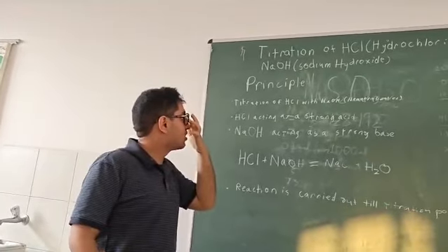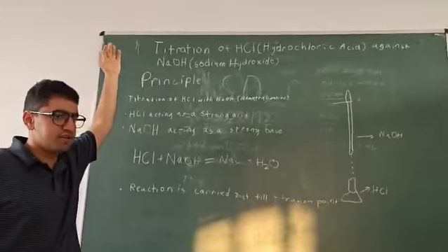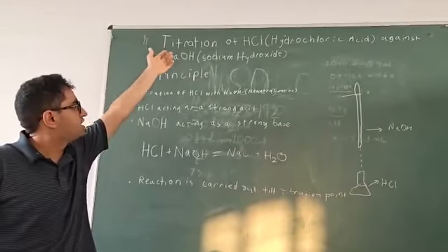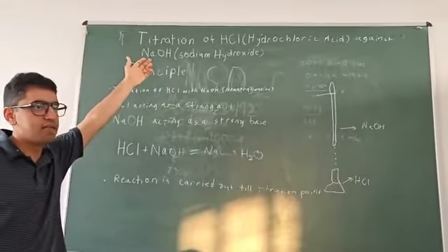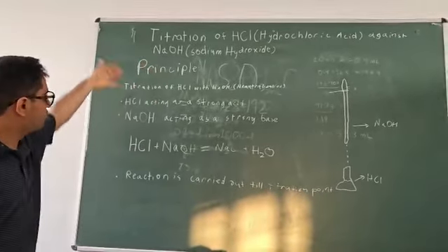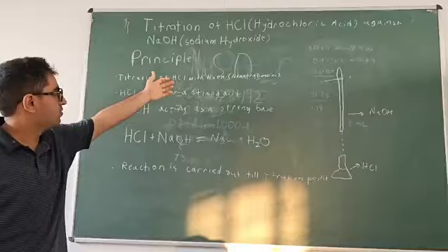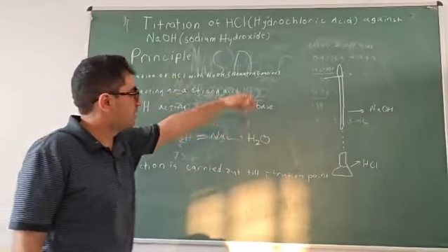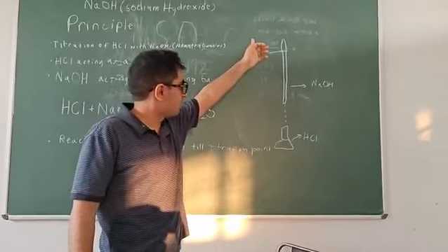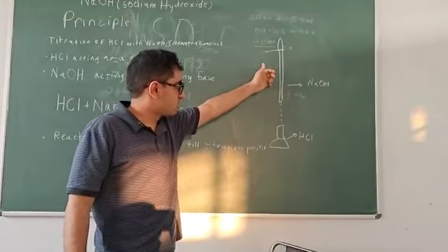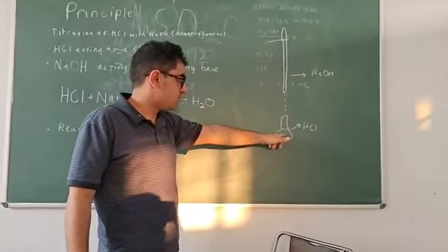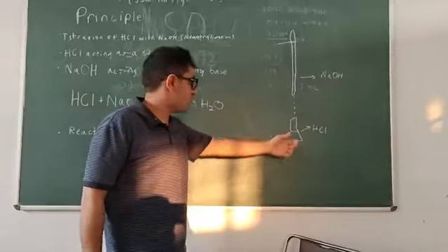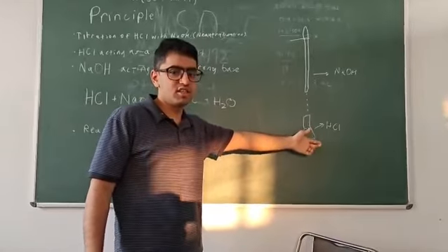Today we're going over, as we see here, our first chem practical, titration of HCl against NaOH, sodium hydroxide. Principle: titration of HCl with NaOH, as said before. As you can see, this is a rough drawing of the whole setup. We're going to be slowly dropping NaOH into a flask containing HCl, and seeing the color change that occurs.